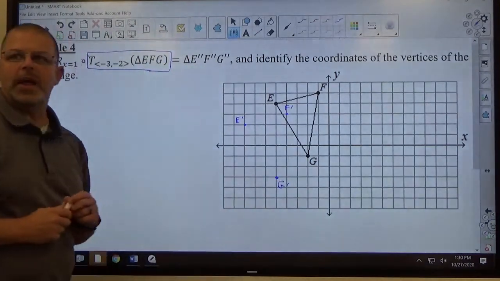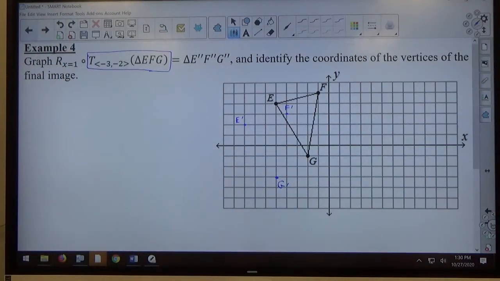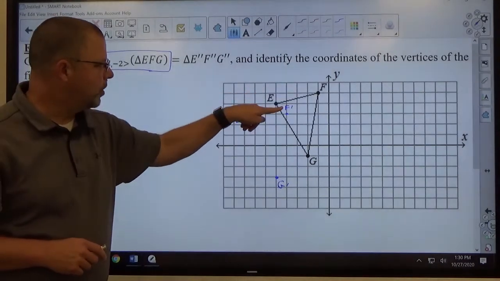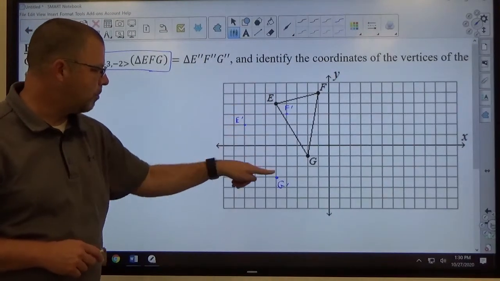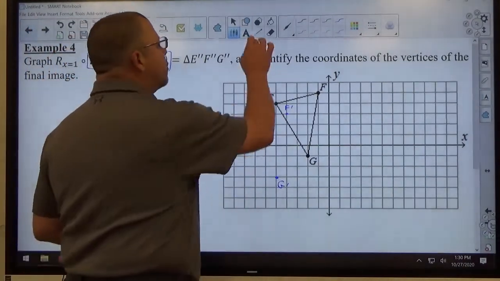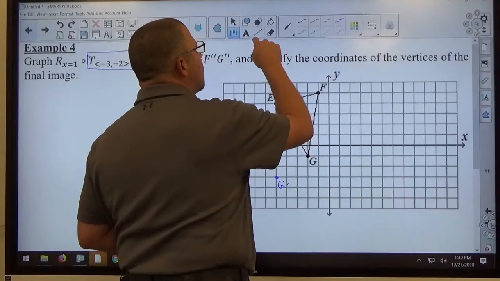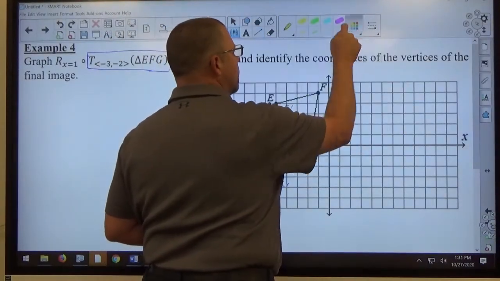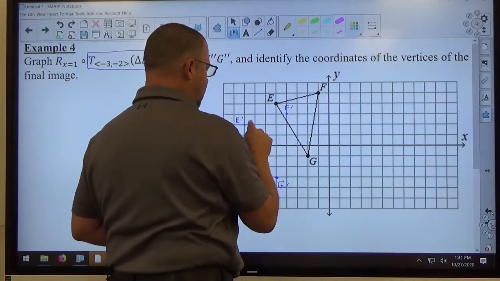To transform any type of polygon, simply translate the vertices to get each image of the pre-image EFG. So E moves to here, F moves to here, G moves to here. That makes E prime, F prime, and G prime. As with every transformation we've done so far, when we perform the translation, we draw the picture of the translation by connecting dots.